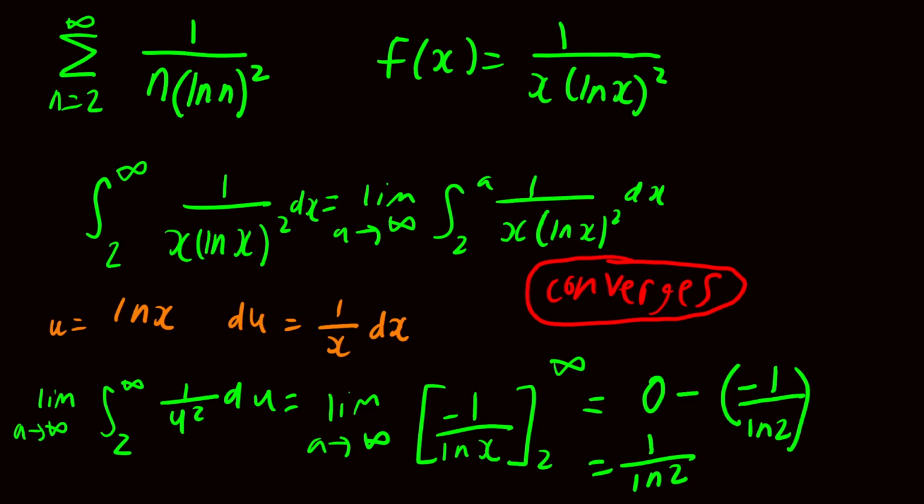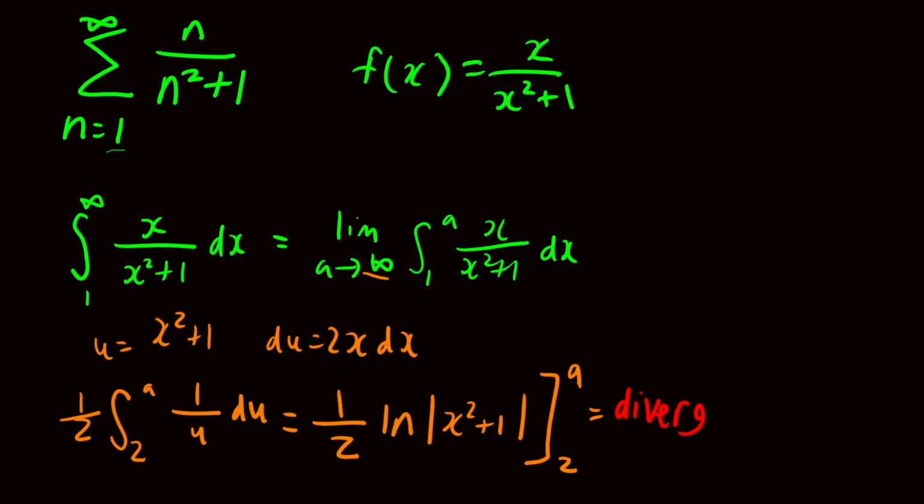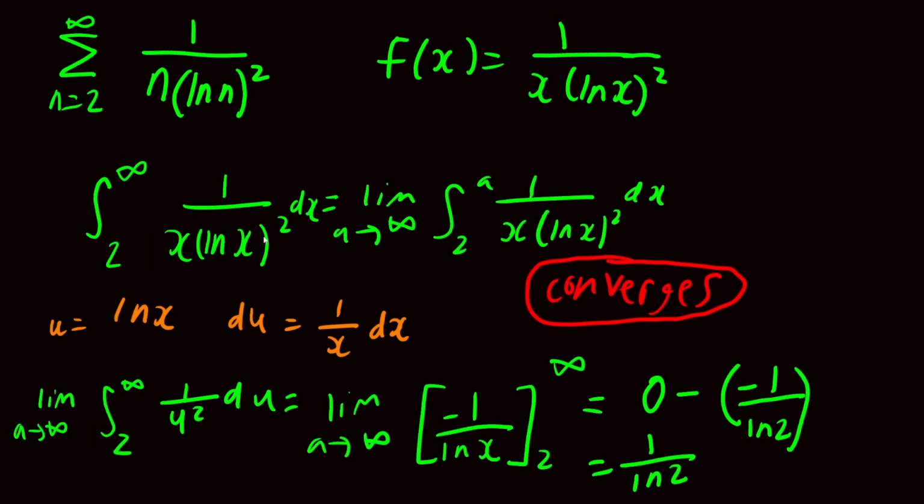So, let's do a final summary. The integral test, you only use it if f of n is positive, f of n is continuous, and f of n is decreasing for a large number of n. After that, you can evaluate the integral from 1 to infinity of f of x dx. And either both the integral and series converge, or both the integral and series diverge. So, simple. The hardest part, I think, is the integrals. It's really easy to make a small mistake like that.